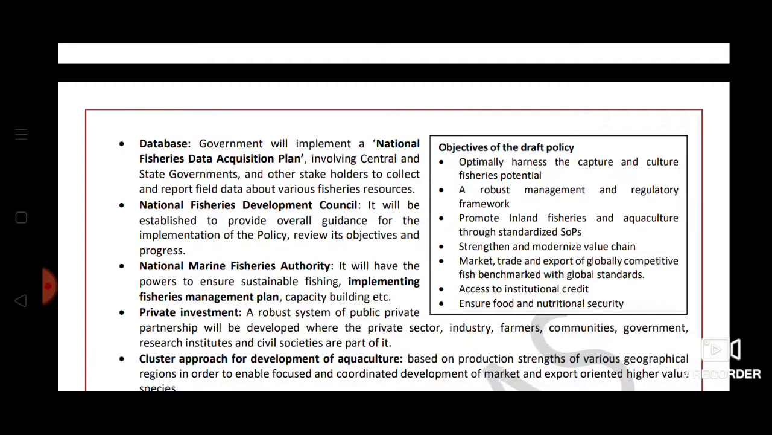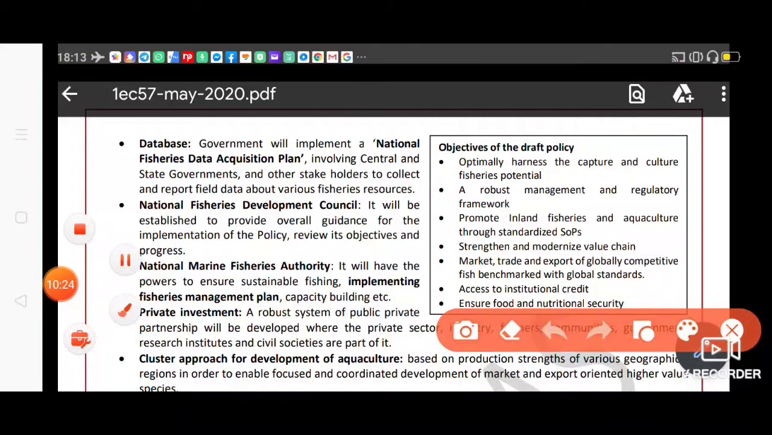Objectives of the draft policy. So let's see on what basis all this is made. Optimally harness the capabilities and culture fisheries potential. A robust management and regulatory framework. Promote inland fisheries and aquaculture through standard operating procedures, SOPs. So we know 65% is by inland. Strengthen and modernize the value chain.